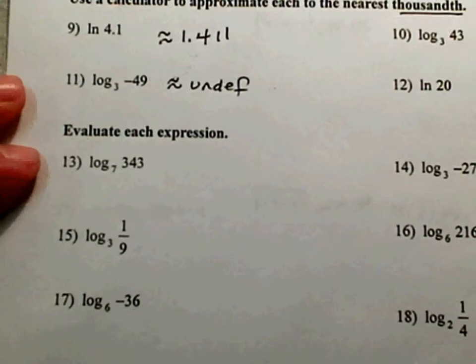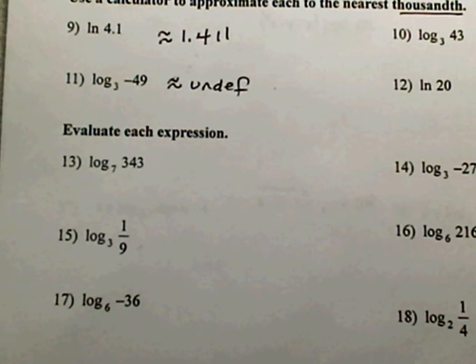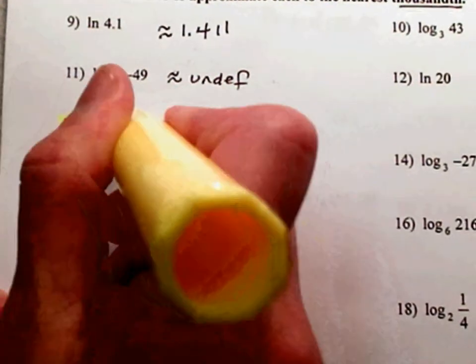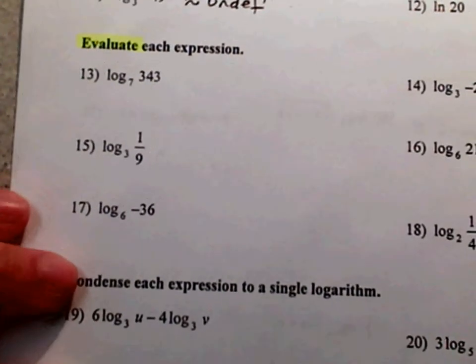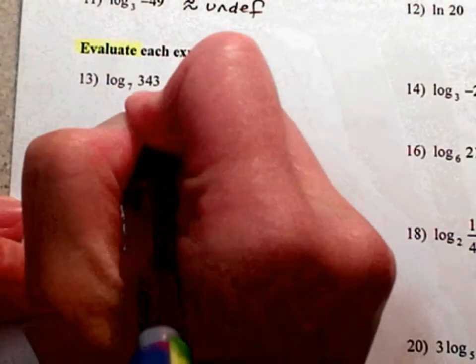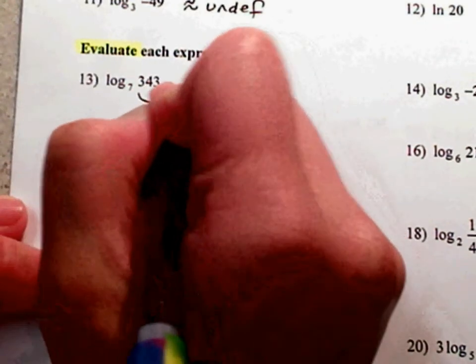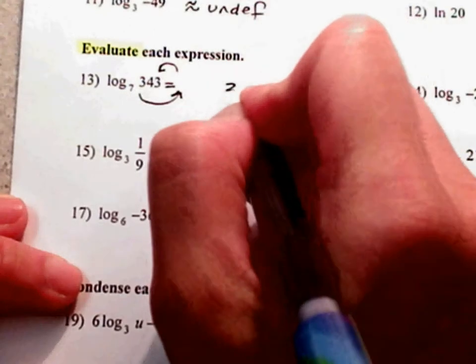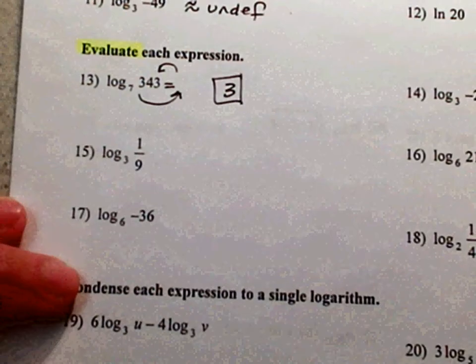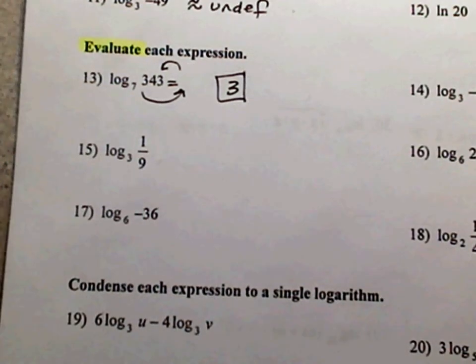13, this time we are going to evaluate, okay? Either use your yellow or pink sheet to kind of help you, and this is how you can work through the process. Basically, you can say 7 to what power is equal to 343? Well, 7 to the third power is equal to 343.